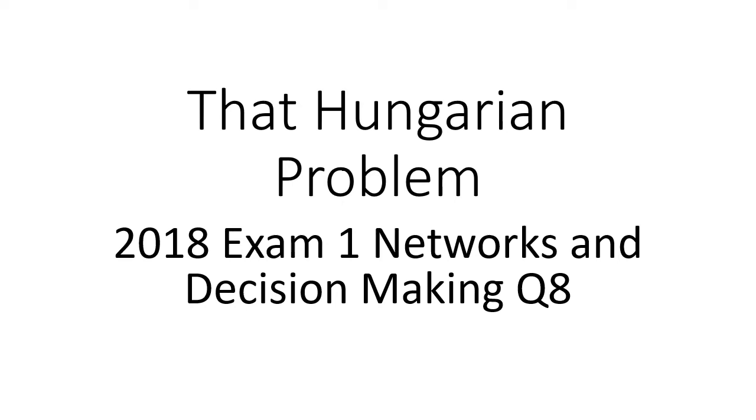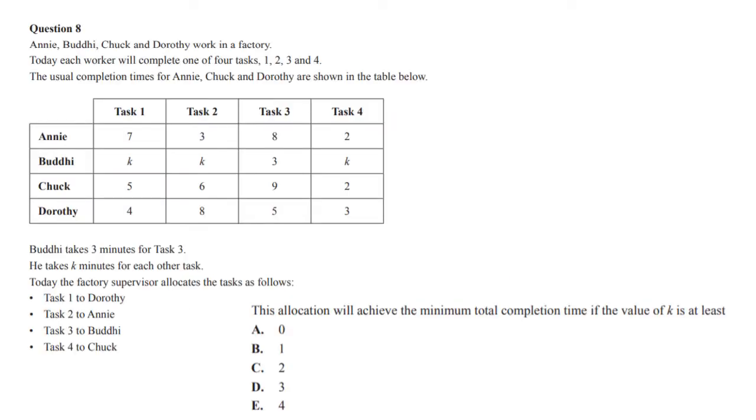Okay, I've actually done this problem before, but let's do that Hungarian problem. And by that, I mean that 2018 Exam 1 Network Decision Making question 8. And we know question 8 is always going to be the tricky one. Now, this is the question, and I always like to review the examination report before we go into this. So let's have a look at that.